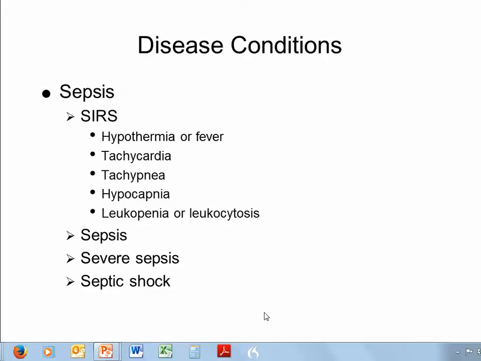Then septic shock is where we have organ dysfunction and organ failure in a particular system, which is what? The cardiovascular system, all right? So those are the things that you need to remember.